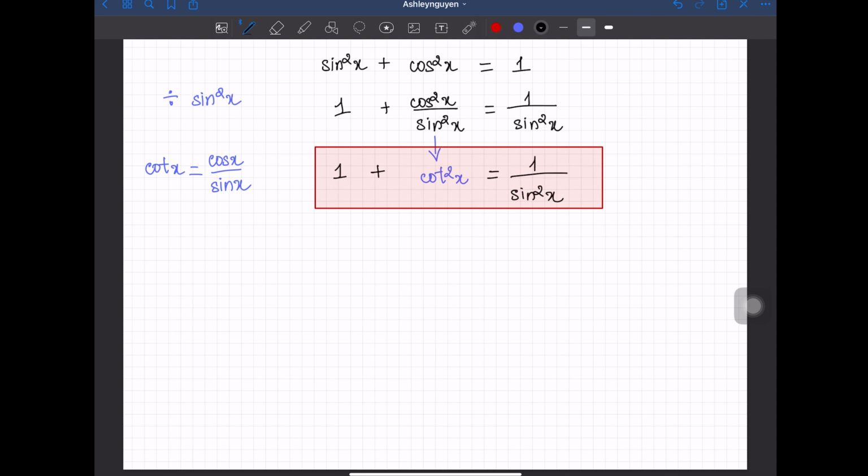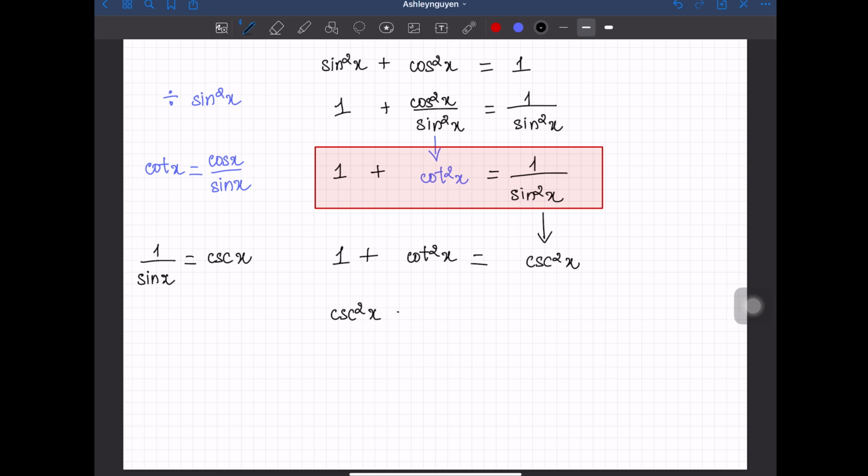Furthermore, we do know that the reciprocal of sine function equals cosecant, which means that 1 over sine x would equal cosecant x. So I will replace 1 over sine square x by cosecant square x. And everything would be the same. 1 plus cotangent square x equal cosecant square x, which means that cosecant square x minus cotangent square x equal 1. That is the fifth identity that you can use in trigonometry.